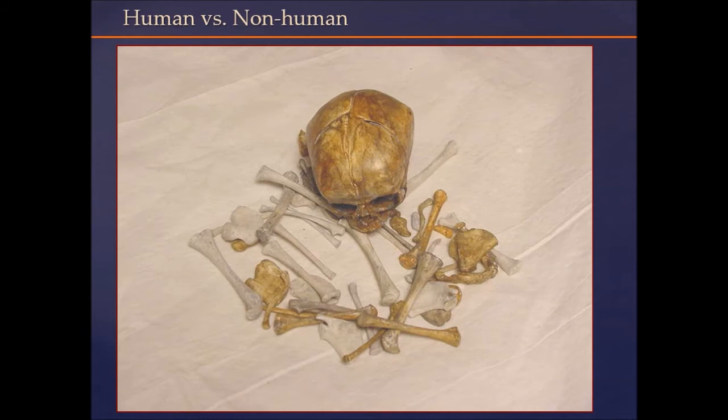Incidentally, to answer the previous question, adult human bodies typically have 206 separate bones. 206. Remember that. That's probably a good quiz question. All right, moving on.